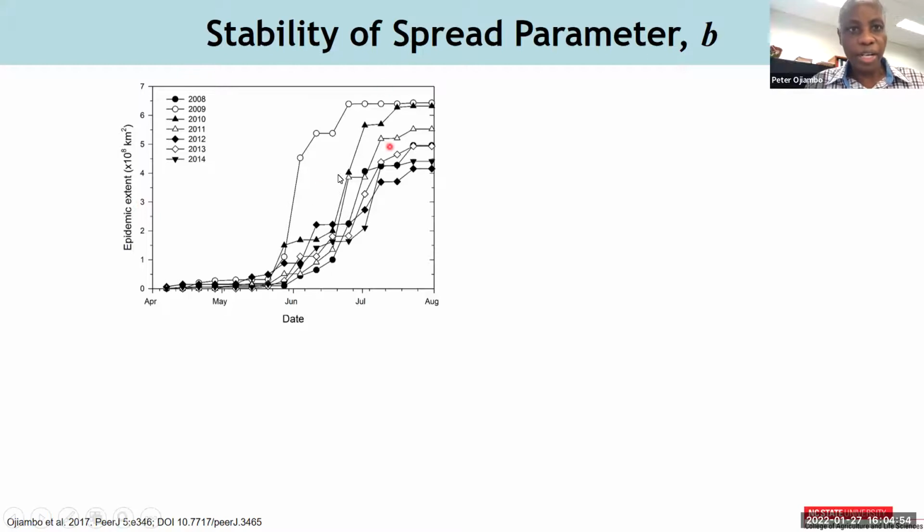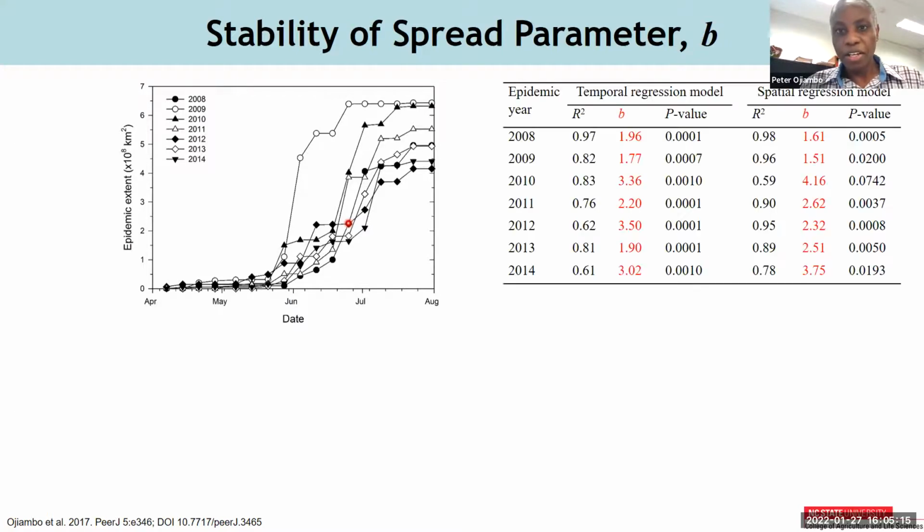You see there was a lot of variability. For example, the highest area was in 2009, and the lowest area was in 2012, and there was a lot in between. So this heterogeneity in the data set gave us a lot of confidence to be able to see how meaningful or how reproducible the parameter B can actually be.